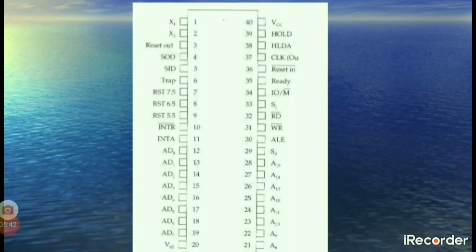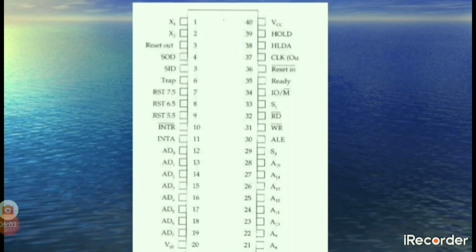Now 12th to 19th pin, AD0 to AD7. It is the address data line. It is a multiplexed pin. Here the address and data lines are together. To separate them, we use latch and data buffers. To separate the address, latch is used, and to separate the data, buffers are used.